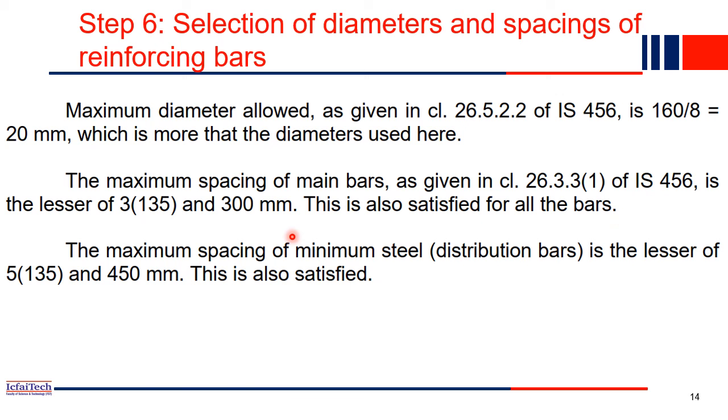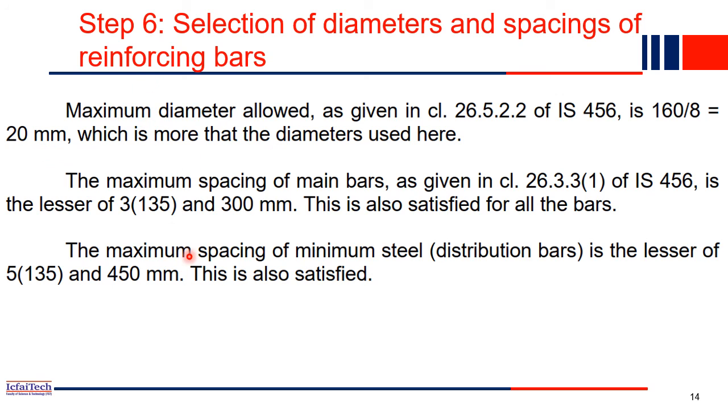Now step 6, selection of diameter and the spacing of reinforcing bars. The maximum diameter allowed, as per the same process discussed in the one way slab and the same clause number, should be 1/8 of the overall depth D. The overall depth is 200 mm, so we should provide a bar less than 25 mm. Here we have provided only 8 and 10 mm diameter bars, so this is also fine.